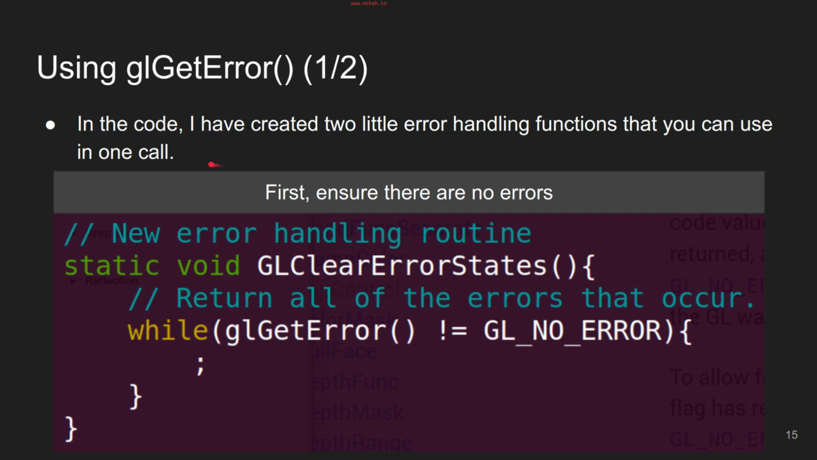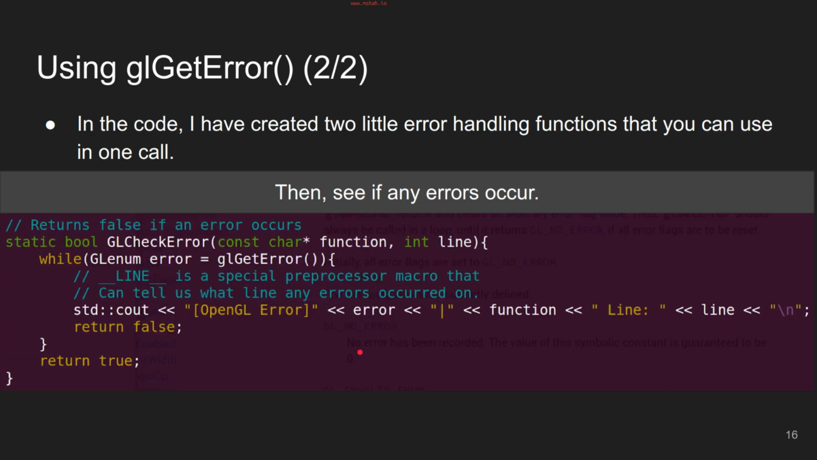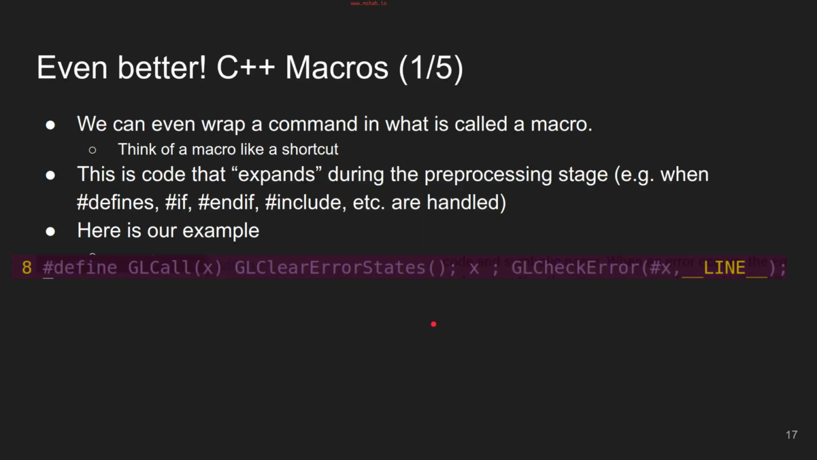But in our code for today, in most of our labs, I'll also provide this, and you can always add it back in. I've added a little error handling function that you can use in one call. It's called GLClearErrorStates. What this does is it says, okay, check to see if there's any errors that occurred. And then I have another function called GLCheckError, which will take in the function that we're currently executing in the line, and then it'll report what the error is that we're checking for here. Okay, so how this is used, it'll make sense. I'll show you a use case of it.